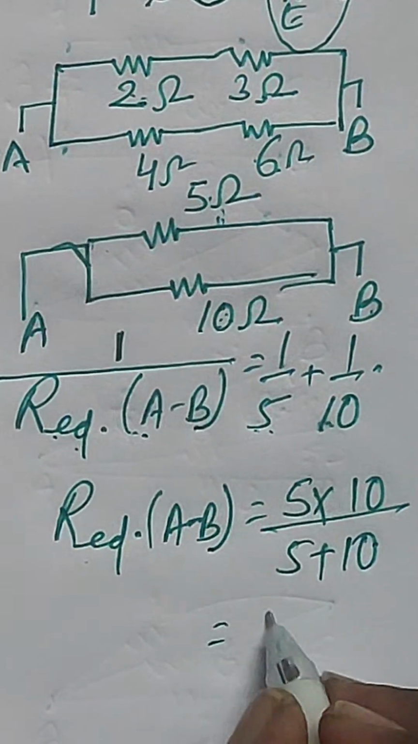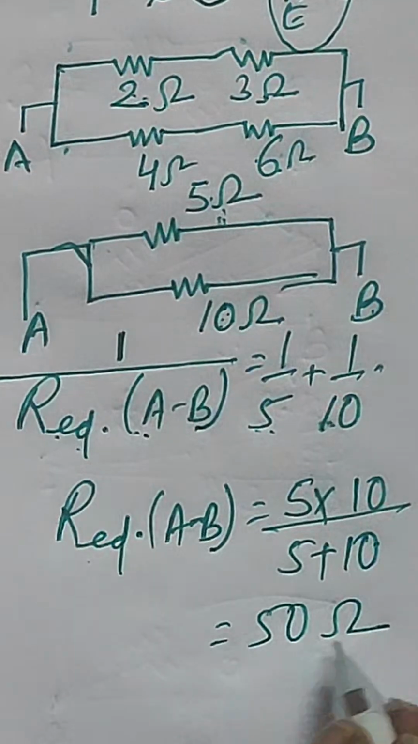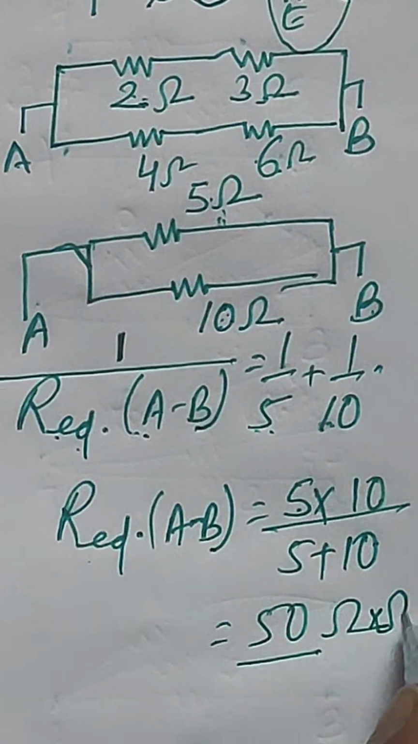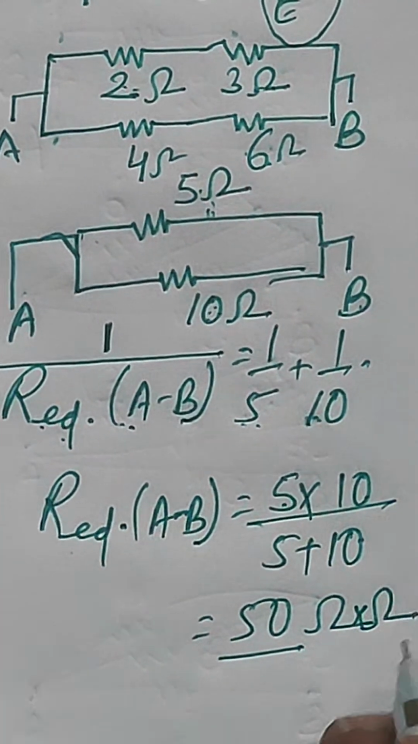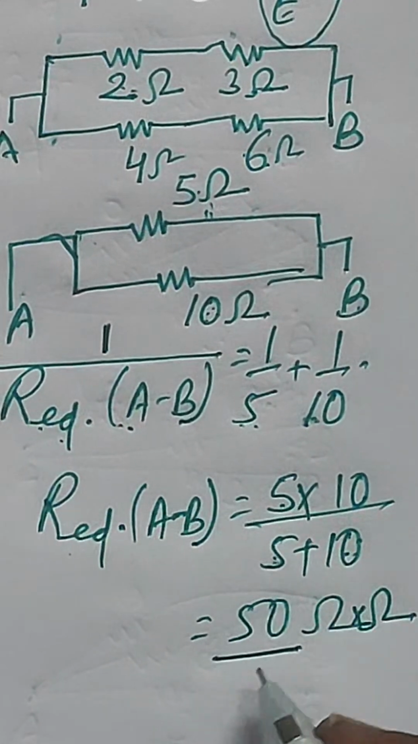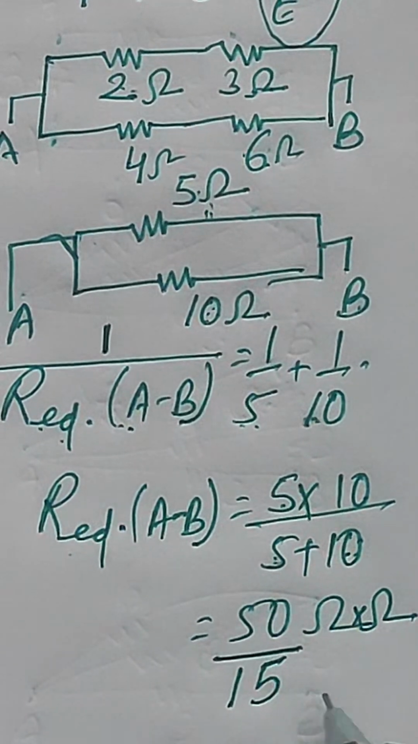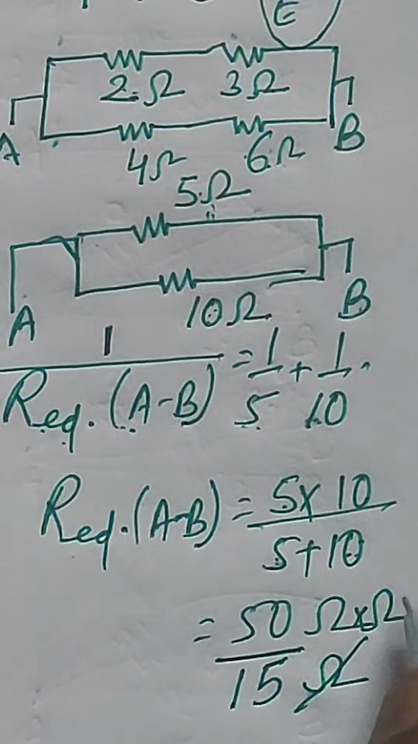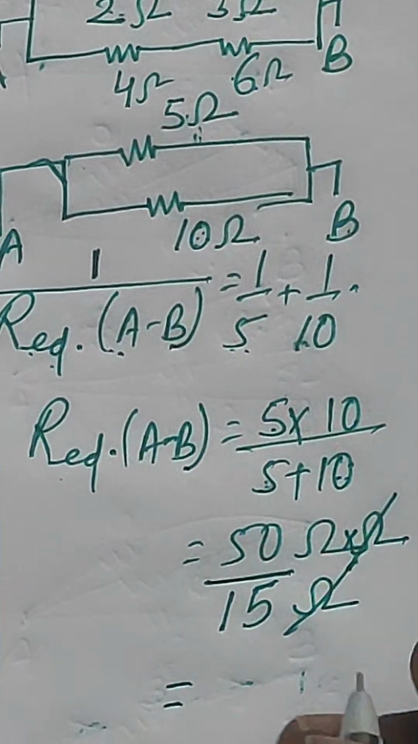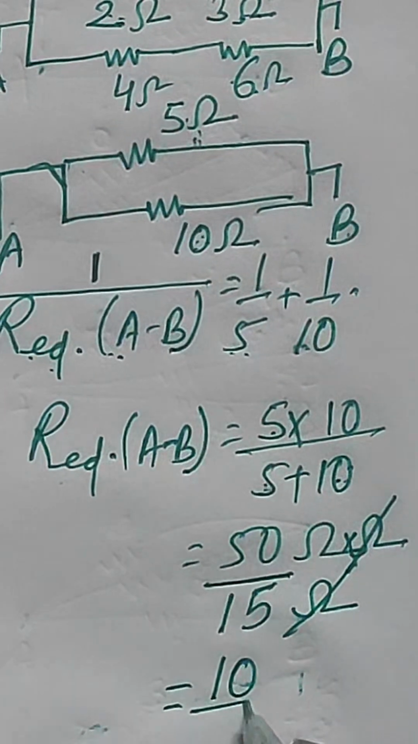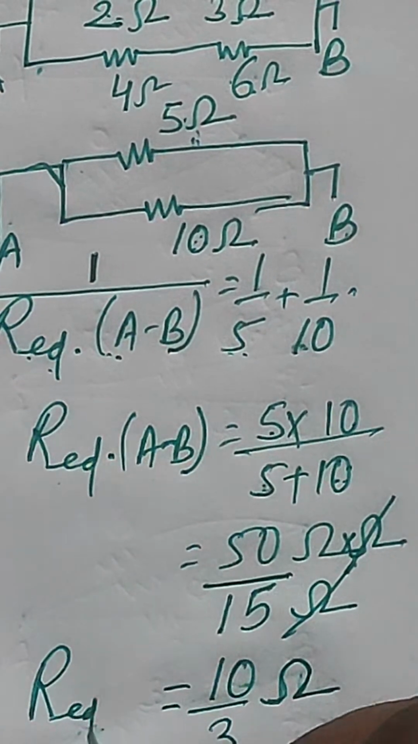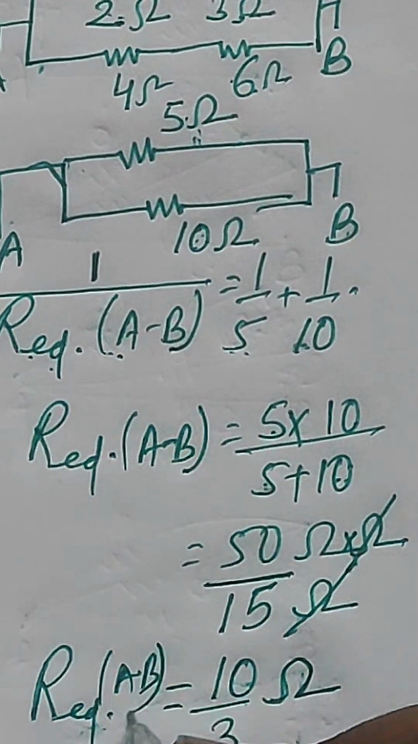Now 5 into 10 will be 50 ohm squared. 50 ohm squared divided by 5 ohm plus 10 ohm. So ohm into ohm, two times ohm will be coming in the numerator, and in the denominator 5 plus 10 both are ohm. So only addition is happening, no multiplication. This will give you 15 ohm. So here one ohm and one ohm will cancel out, and we are left with 50 by 15, which can be further simplified as 5 times 10 and 5 times 3. So 10 by 3 ohm is the equivalent resistance between the points A and B.